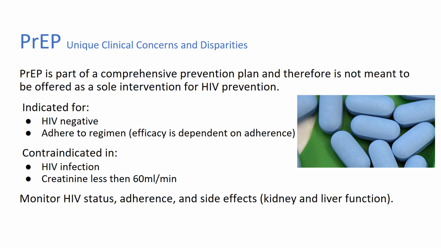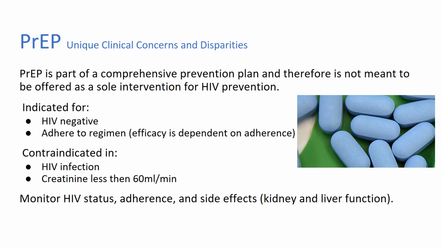PrEP is part of a comprehensive plan, and therefore it's not meant to be offered as a sole intervention for HIV prevention. PrEP is indicated for HIV-negative people with an increased risk of getting HIV, and they must also be able to adhere to the regimen, because efficacy is dependent on adherence. PrEP is contraindicated in those who are HIV positive and those who have poor kidney function.